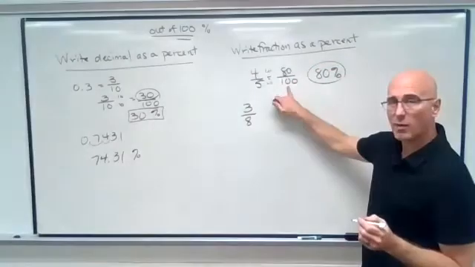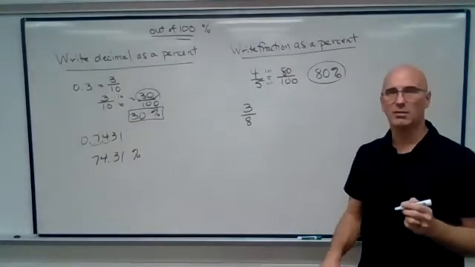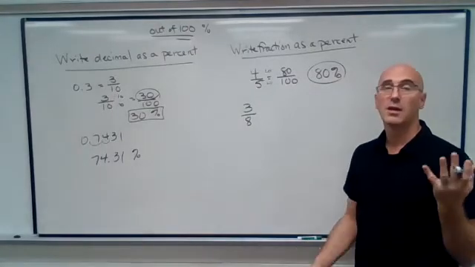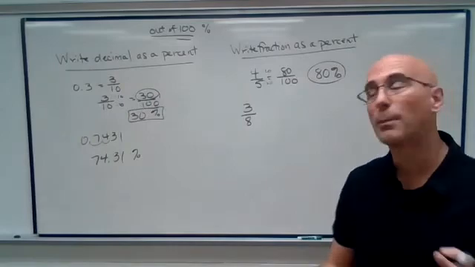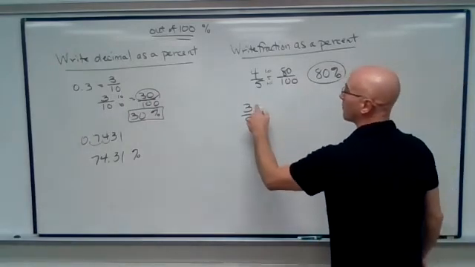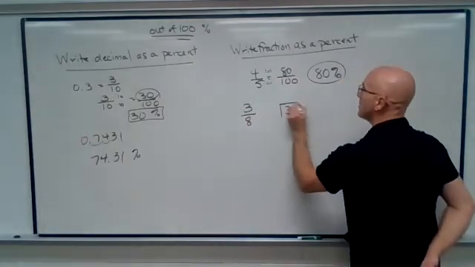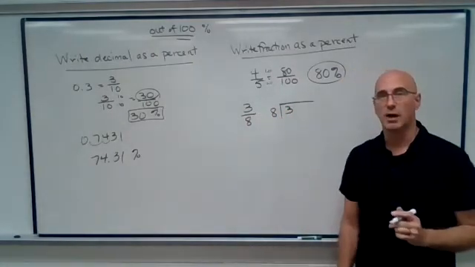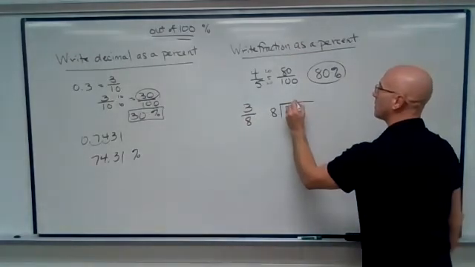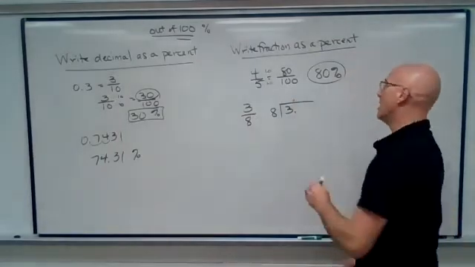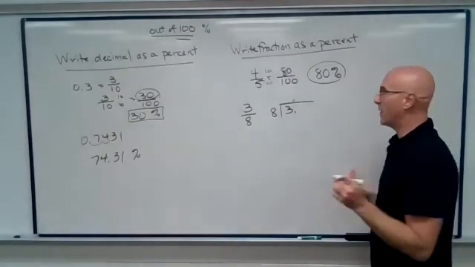If I could do it the other way, I probably would, but I can't multiply 8 times anything nice to get 100. So here's what we have to do: long division. I know that scares some people, but don't worry about it. The top number, the numerator, always goes inside our division box. If we're converting to a decimal, there's where the decimal point is, and we bring it up. So now we start dividing, being very careful not to lose any place values.